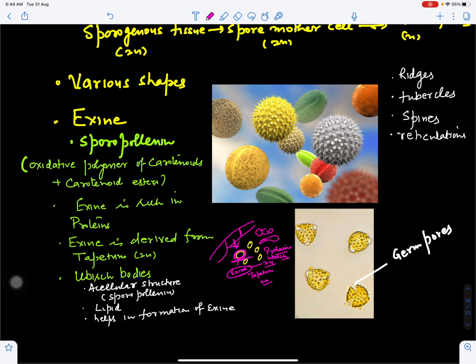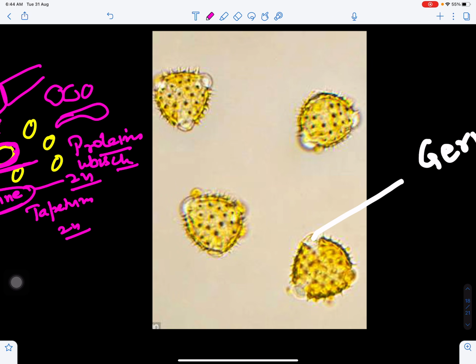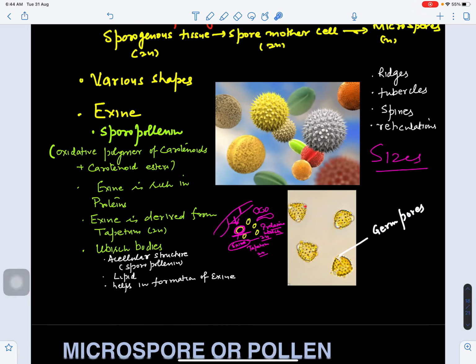They have different shapes and also different sizes. They may be small in size, or they may be big. We can see here these different kinds of pollen grains, and here are shown thin areas present in the pollen grains, and these thin areas are also called germ pores.